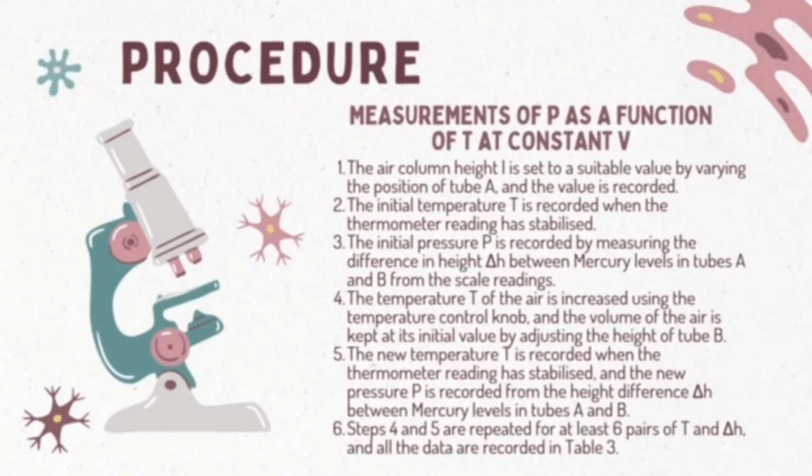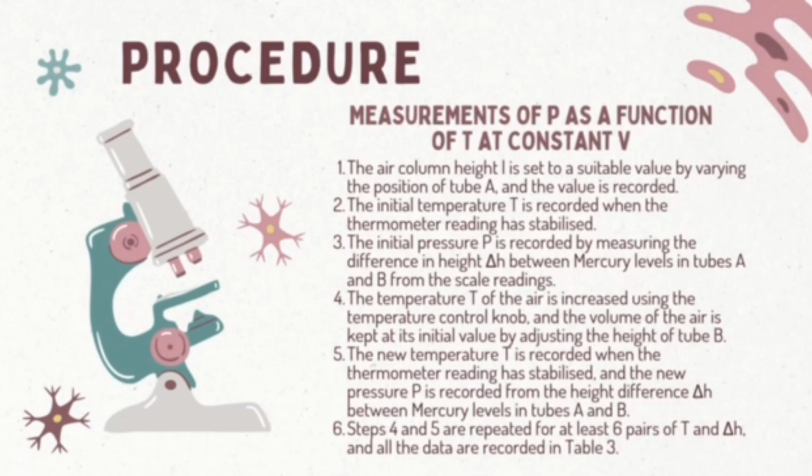Measurement of P as a function of T at constant V. First, the air column height L is set to a suitable value by varying the position of tube A and the value is recorded. Second, the initial temperature T is recorded when the thermometer reading has stabilized. Third, the initial pressure P is recorded by measuring the difference in height, delta H, between the mercury levels in tubes A and B from the scale reading.